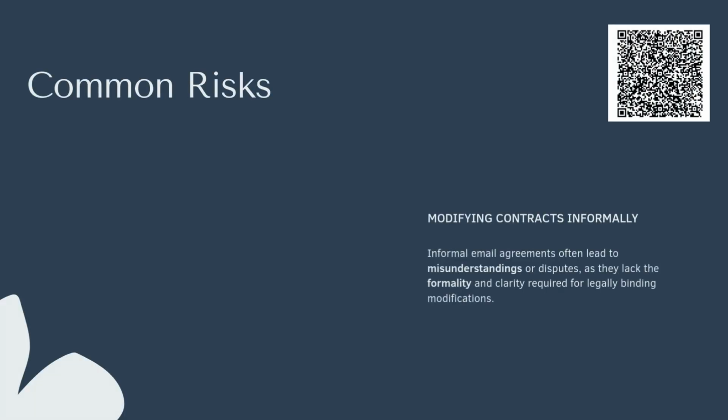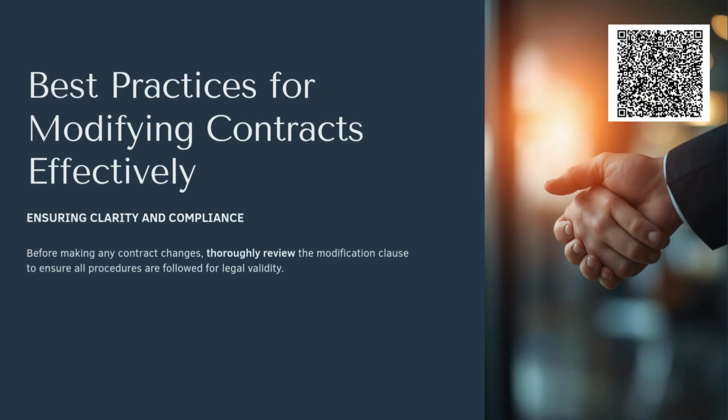Common risks in practice. In practice, problems arise when parties rely on informal changes, emails attempting to modify signed agreements, verbal confirmations that contradict written terms, or beginning performance before the amendment is properly executed. These shortcuts often create unnecessary legal uncertainty.